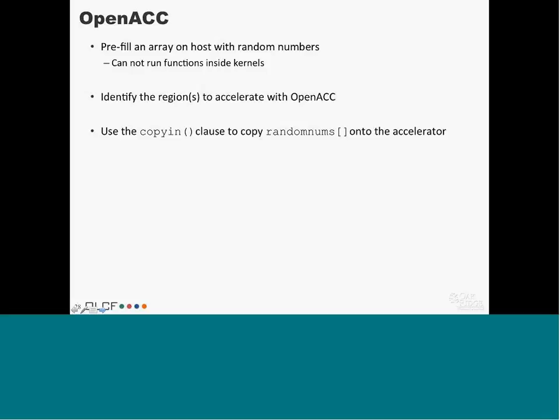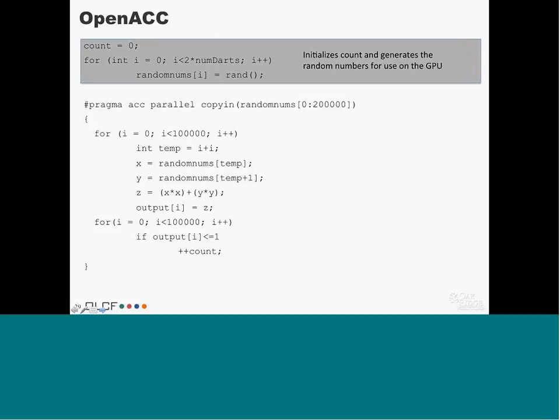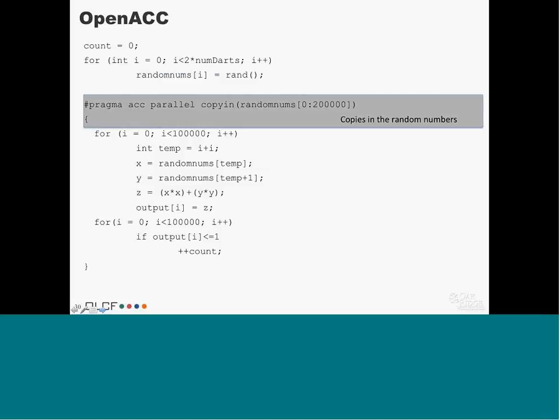And then, like we've already done, we need to identify the region of code to accelerate with OpenACC. And then include the copy in, because we need to copy in the full array of random numbers to the device, to the accelerator. And this is going to look like this. Like before, we want to initialize count to 0. Then we want to go ahead and fill our random numbers array with random numbers by just calling rand.